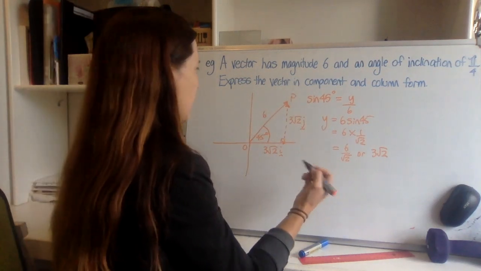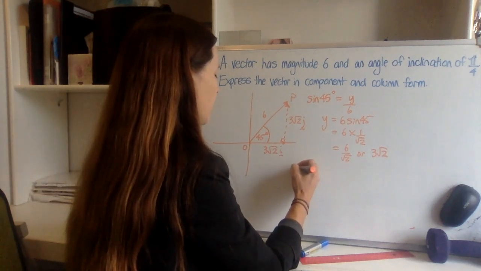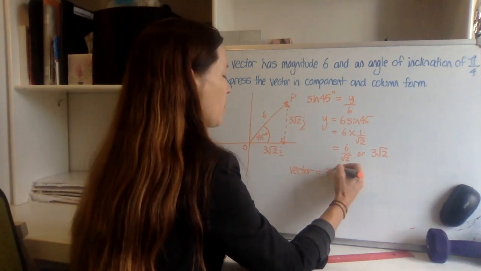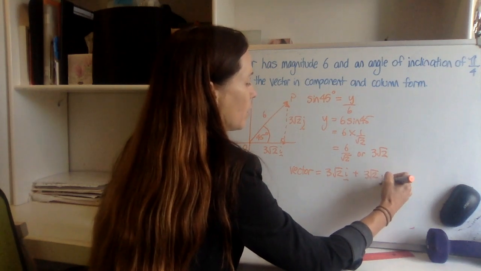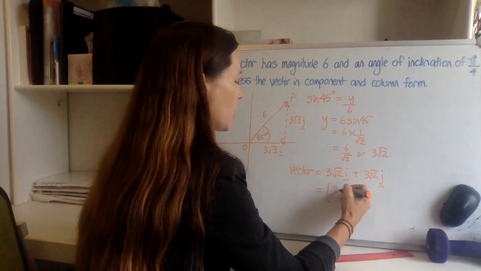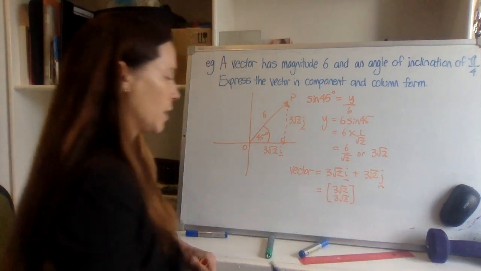So then we can say that our vector, we'll just write vector, equals 3 root 2i plus 3 root 2j, and it's also equal to, in column notation, 3 root 2, 3 root 2. And that was quite simple.